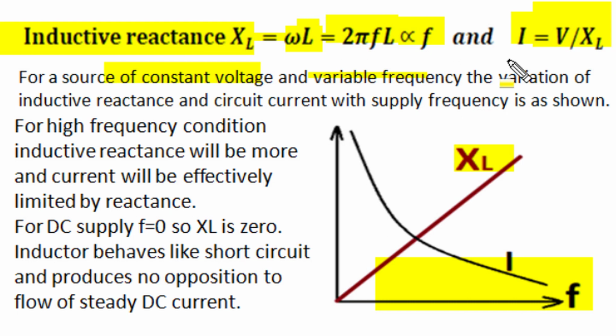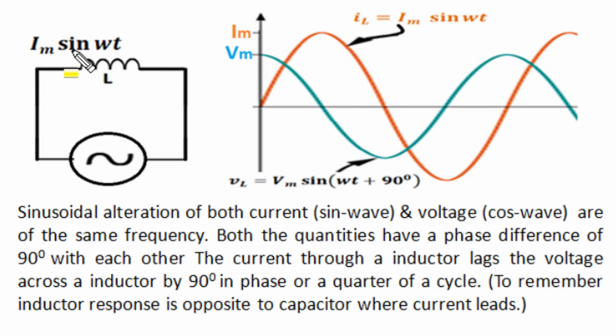And for DC supply, frequency is 0 and inductive reactance, as per this relation of 2 pi FL, becomes 0 for DC frequency 0, and we say the inductor behaves like a short circuit in DC supply. In DC supply, current is controlled only by the resistance of the circuit, and the inductor becomes ineffective in DC steady state current conditions.